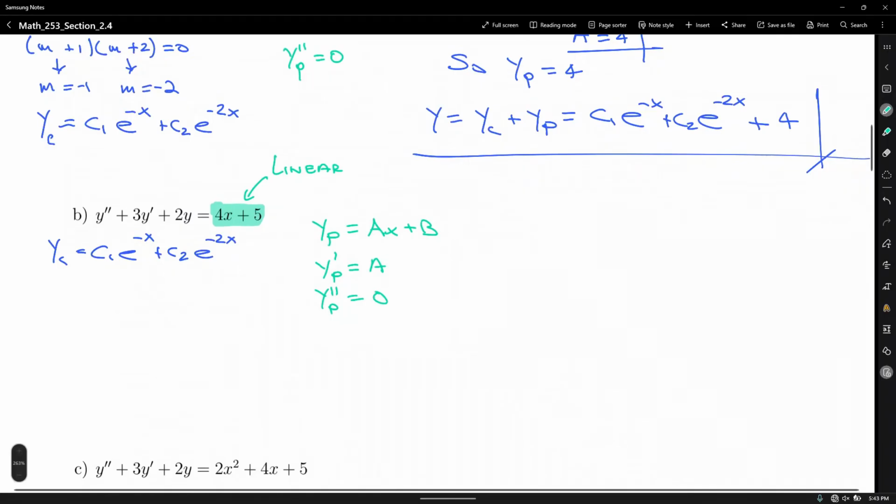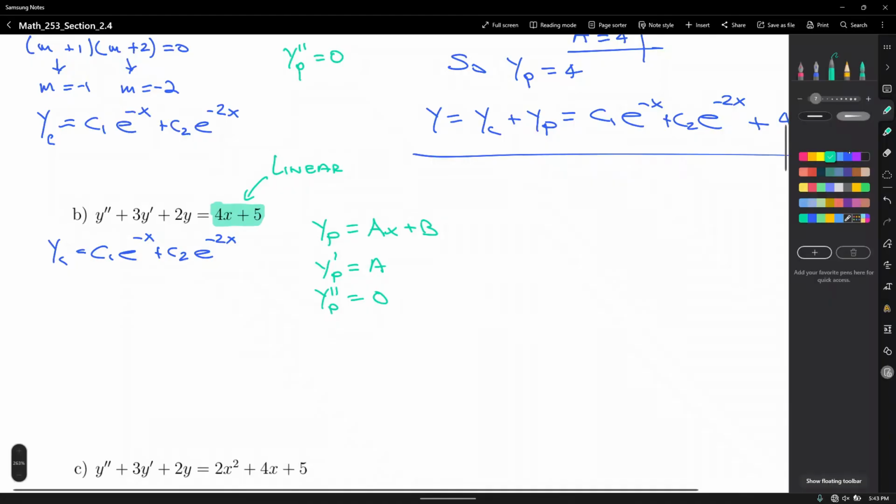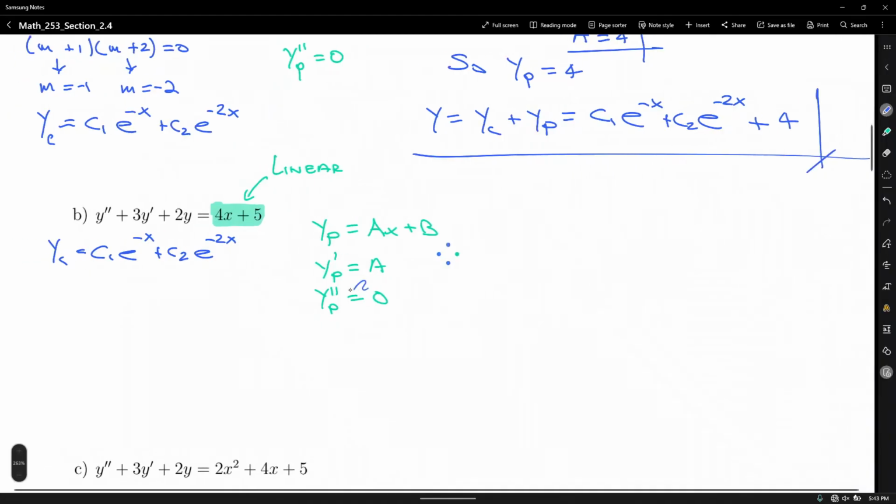What are we going to do? We're going to substitute this into the differential equation. So I'm going to substitute y double prime, but actually this is going to be, again, a 0. It may be irrelevant to write down that 0, but I'm going to do it just so you can see where it goes. Plus 3y prime, which is a, plus 2 times y, which is ax plus b. Let that be equal to the input function, which is 4x plus 5.